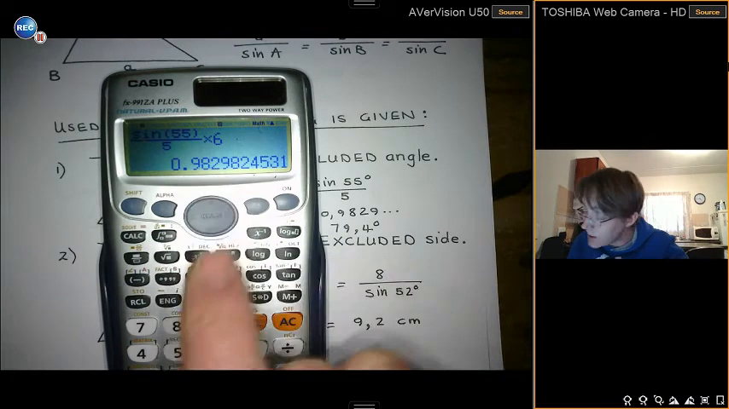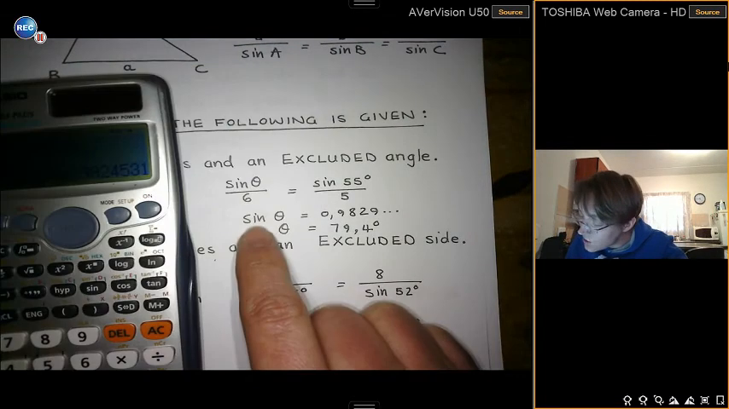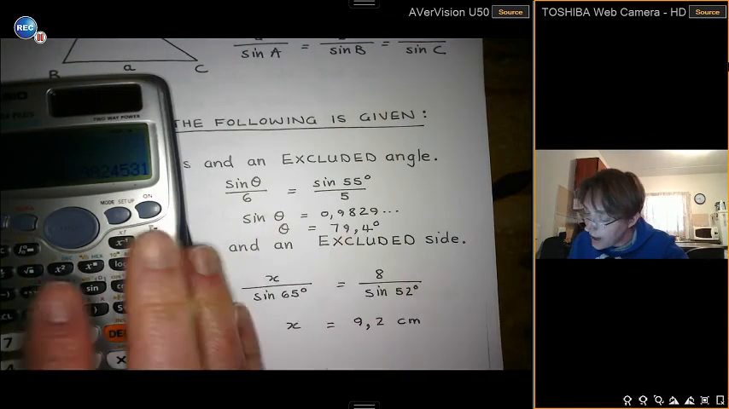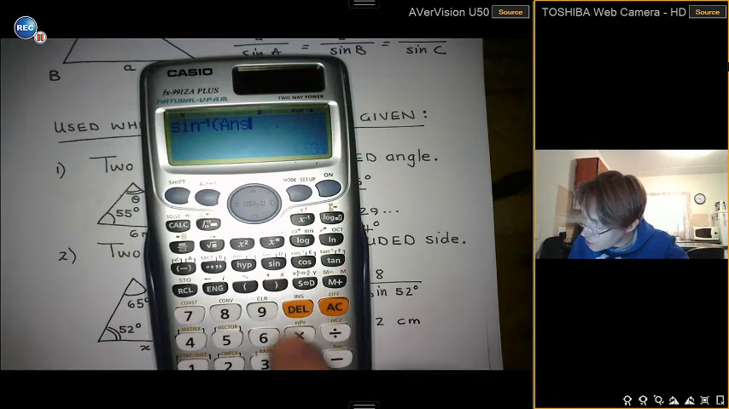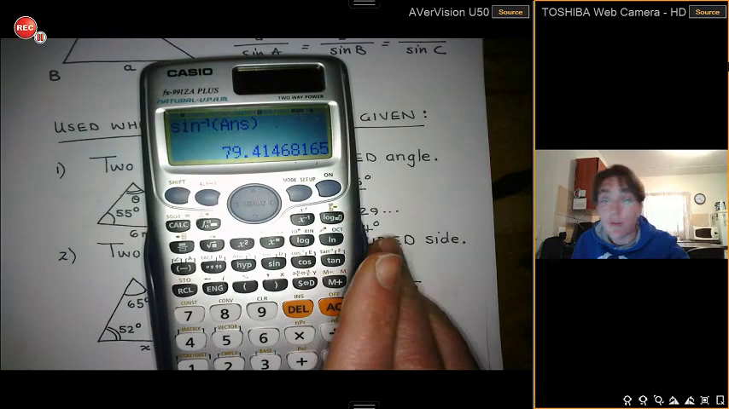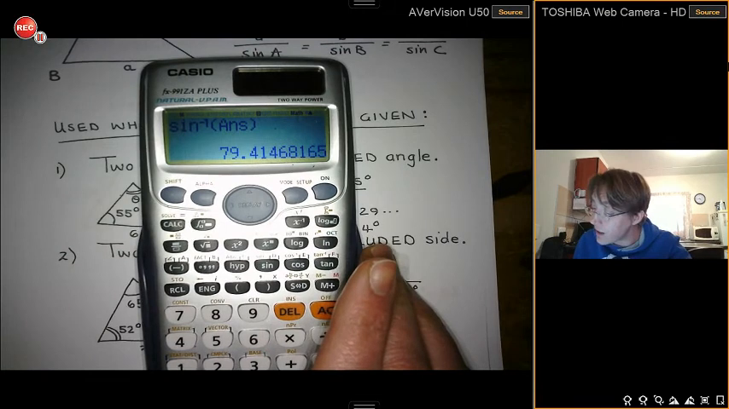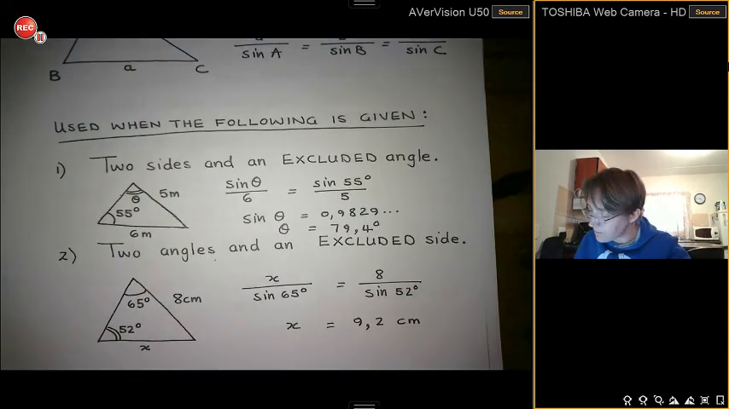And then I end up with 0,98298. And once I've got that, I can then just use the inverse sine to find the angle. So you go shift, inverse sine of that ratio, and that will give you the angle, which is 79,41 degrees if you round it off to 2 decimal places. Okay, so that's the first way to use the sine rule.